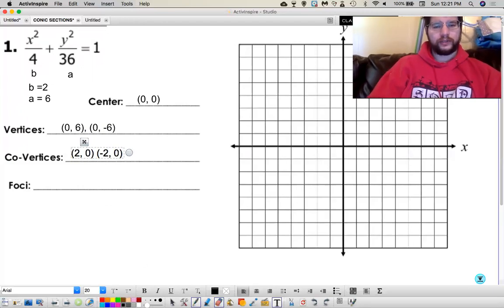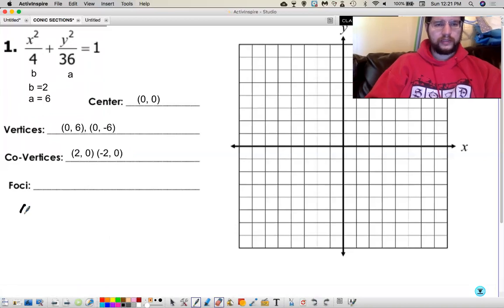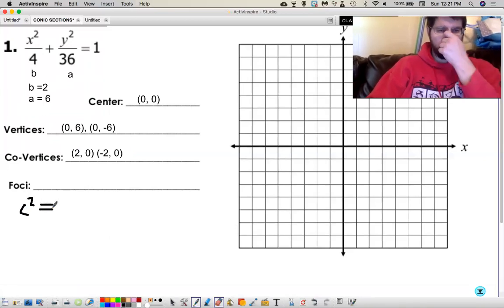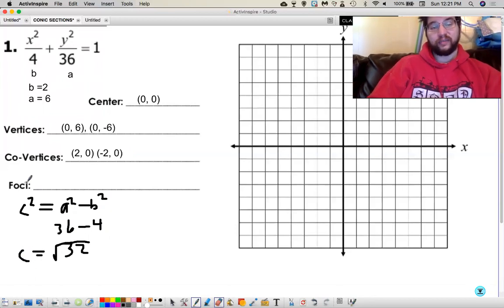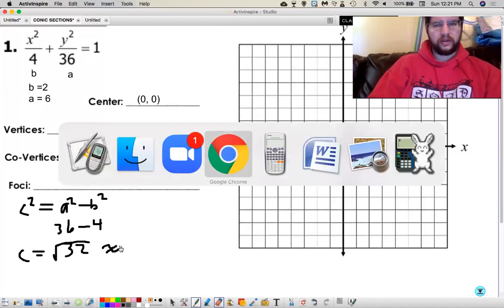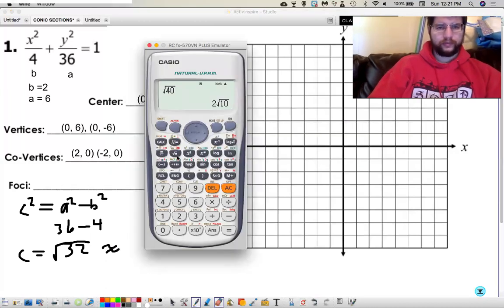And then we have to get the foci, so we've got to do a little bit of work. C squared equals A squared minus B squared. So that's 36 minus 4. That's 32. Square root of that is C. So the foci are kind of nasty to plot. That's about, I'm going to go to the 10th place here, 5.7.